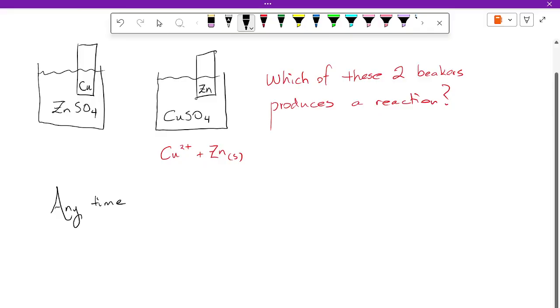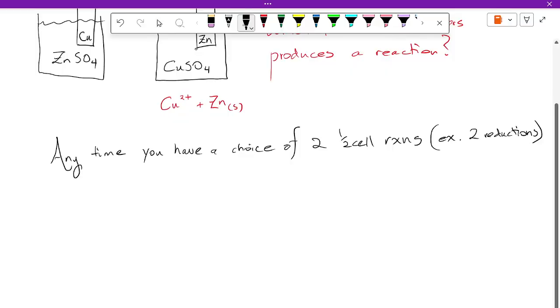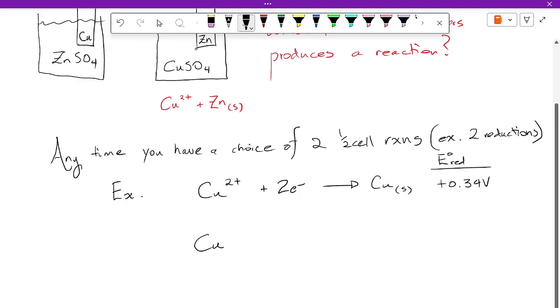Anytime you have a choice of two half cell reactions, so for example, two reductions, copper 2+ plus 2 electrons goes to copper solid, and the E naught for the reduction half potential is plus 0.34 volts, or we could have our Cu+ plus 1 electron goes to copper solid.